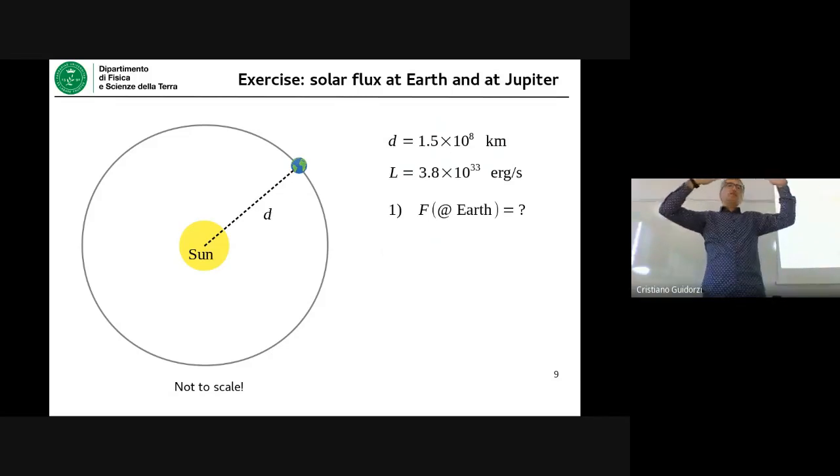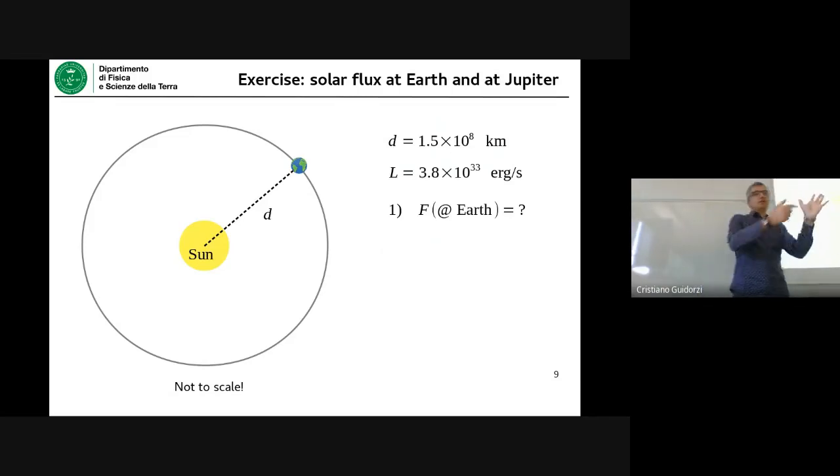So you imagine you go with a space rocket, you go just above the atmosphere. You measure how much radiation. So the flux, what is that? Energy per unit area per unit time. Okay. So how much energy is coming from the Sun at our distance?